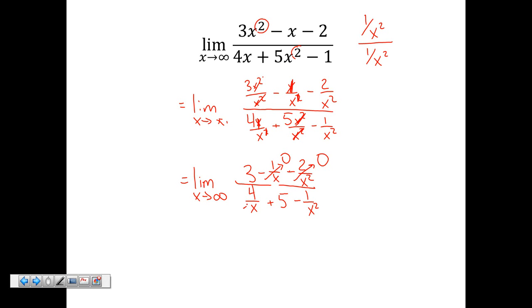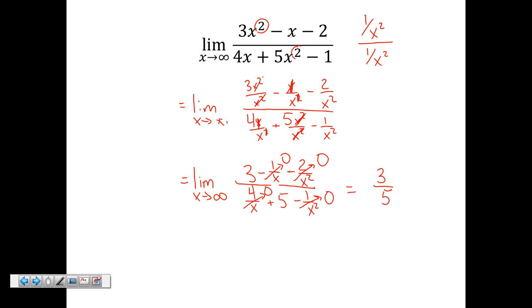And my limit laws say that I can do this individually because I can take the limit of the top and the bottom separately, and then I can take the limit of all the things added up and subtracted separately. The only thing that's left, now that I've applied the limit, is a 3 on top and a 5 on bottom. So this limit, as x approaches infinity, is equal to 3/5.